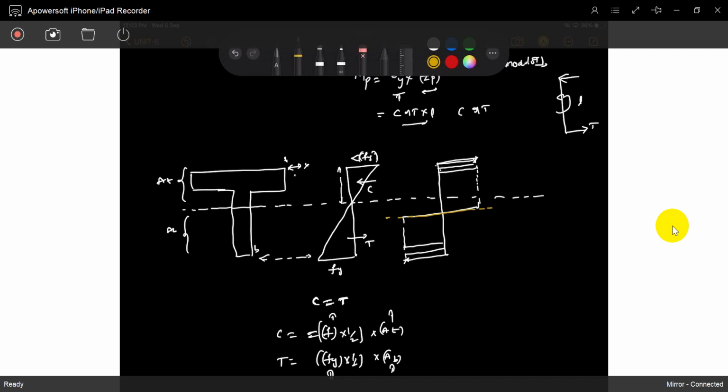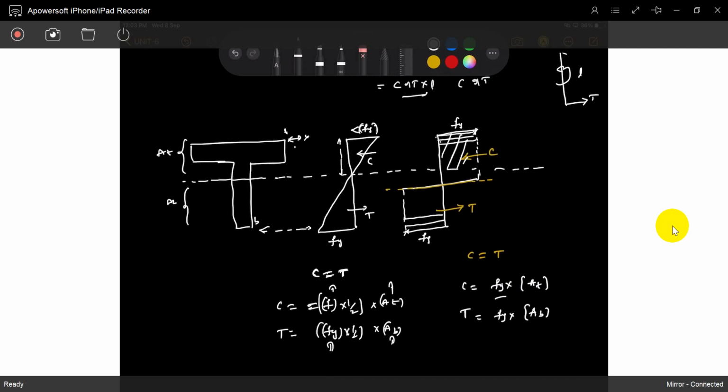Sir, why is it shifting? Because this is the compressive force and this is the tensile force, and C and T should be equal. This is Fy, this is also Fy. Both are Fy, so what is C? Fy everywhere, and the area in that region. At the top, the tensile force is also Fy, and the area should be at the bottom. Both are Fy.